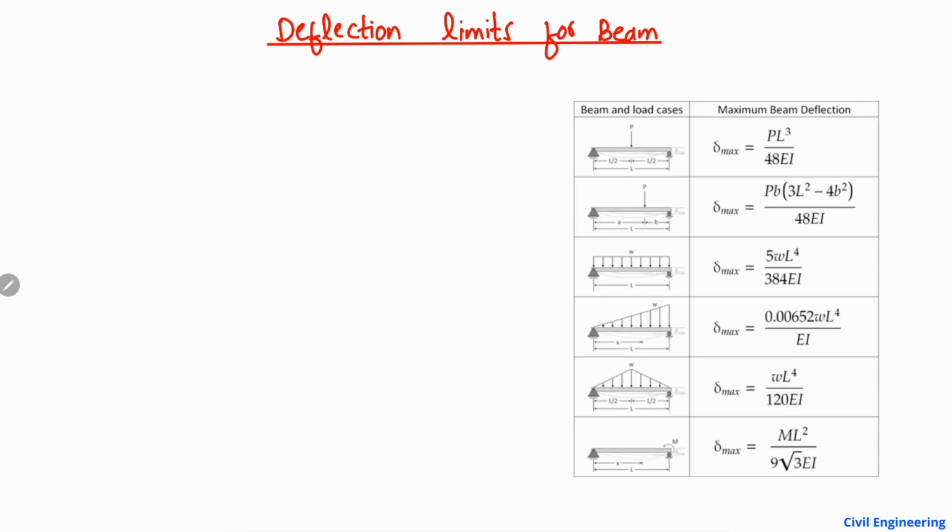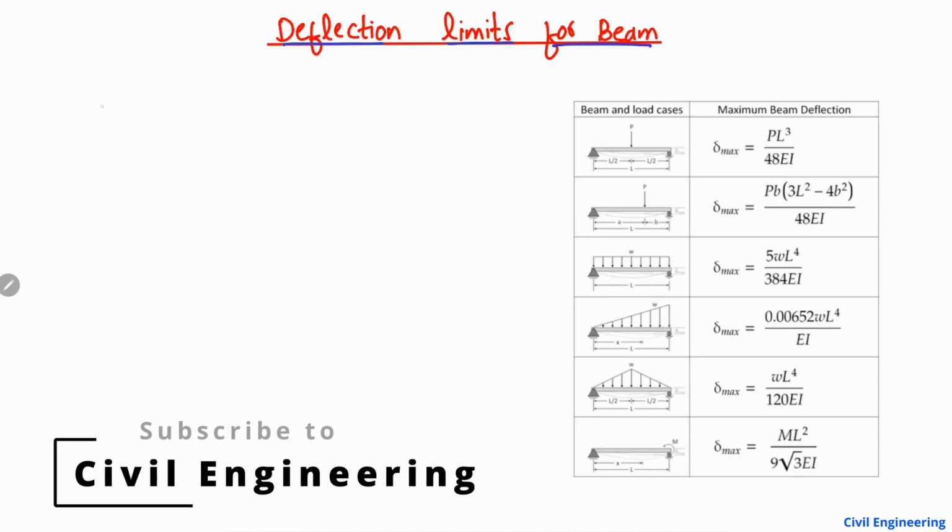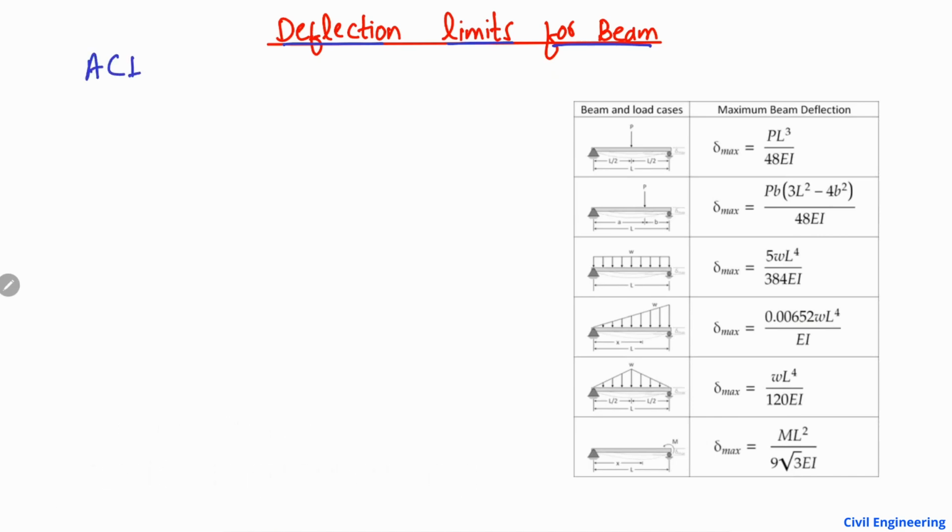In today's lecture, we are going to discuss the deflection limits for the beam. I'm going to explain this with the help of an example so it will be easier to understand. There are basically two deflection limits according to the different codes, but in today's lecture I'm going to explain the two different deflection limits for beams according to the American Concrete Institute codes.